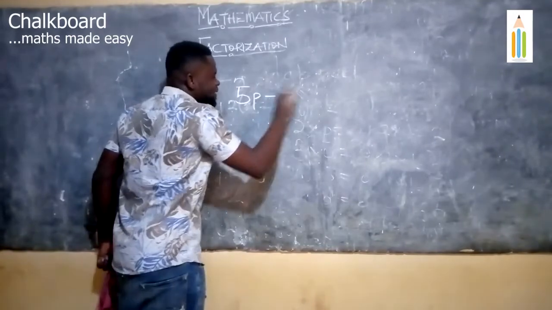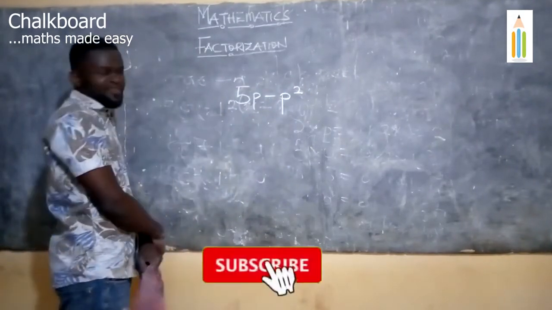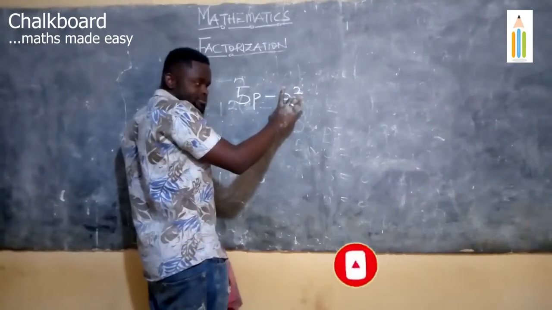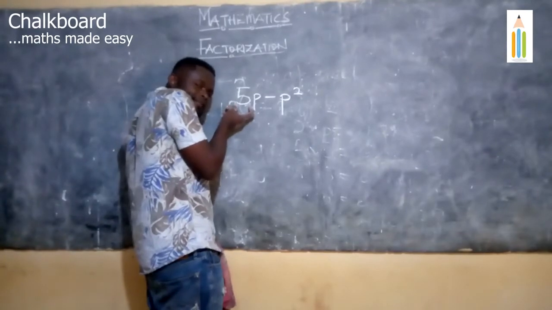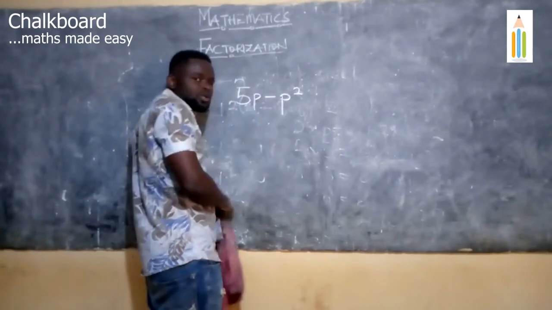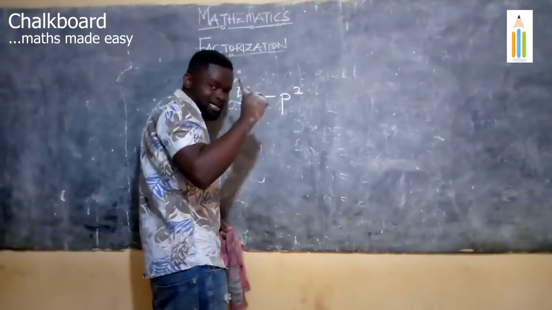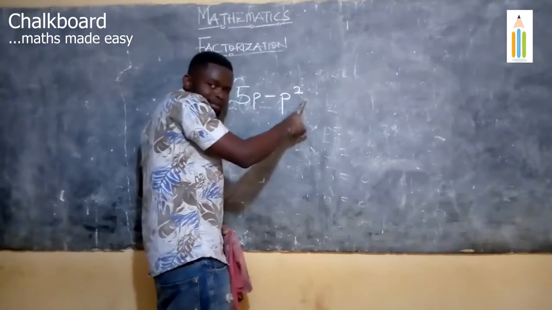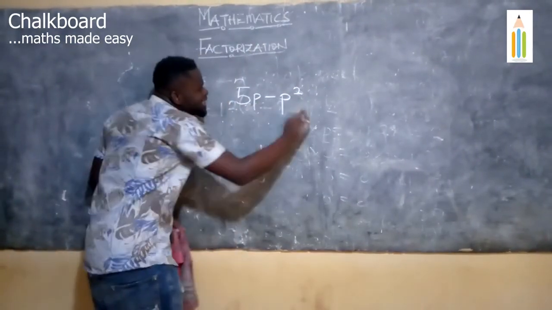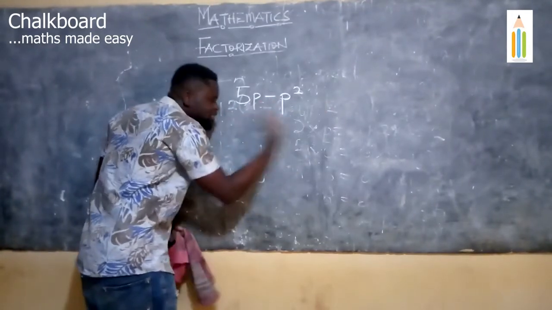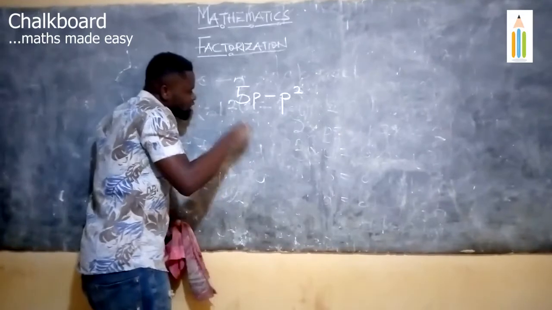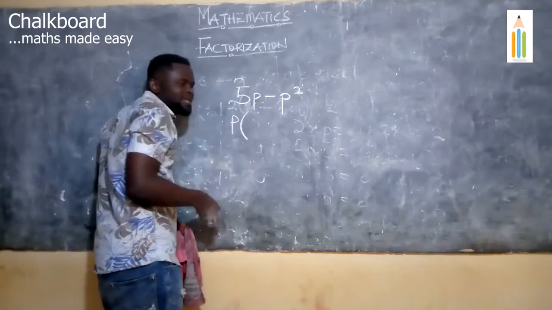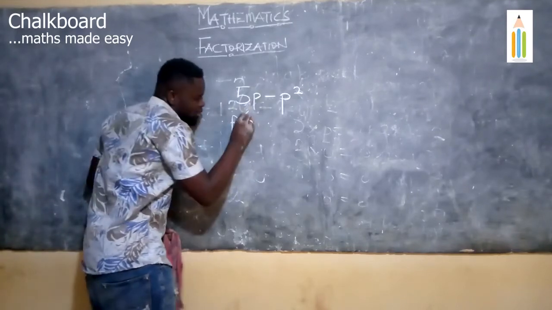Another example, 5p minus p squared. Now, there is no number here other than 5. And we have p here and p here as well. The 2 here is not a whole number, so we can't do anything with this 2. It is a power, p squared. So now, between these two terms, 5p and p squared, what is common? The common one is p. So we bring our p out. Now our p is out from 5p, so what will be left? If p is not there, 5 will be left here. So we have my 5 here.